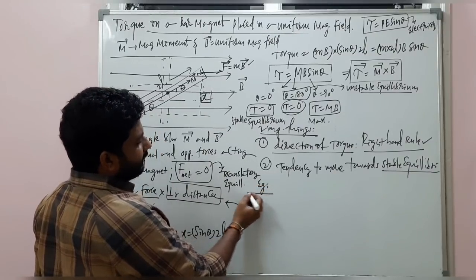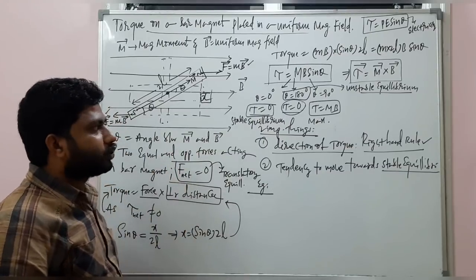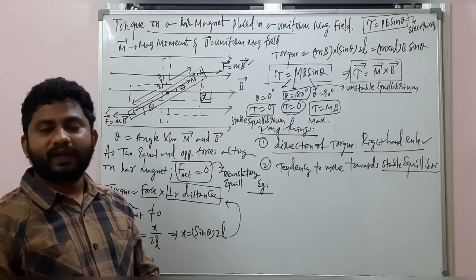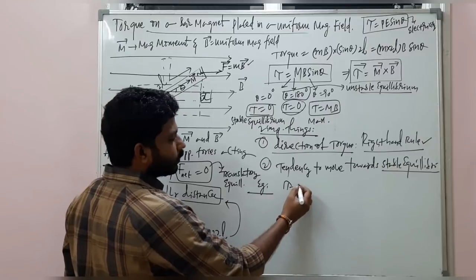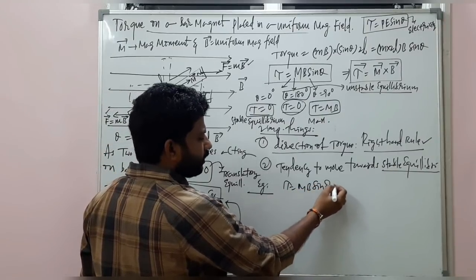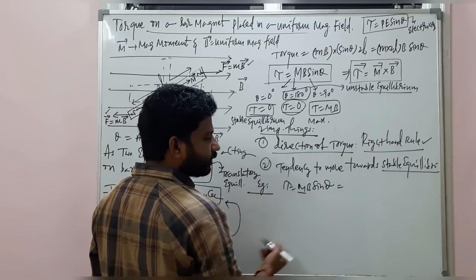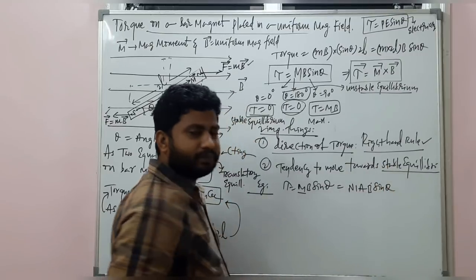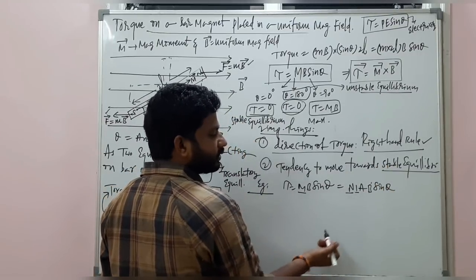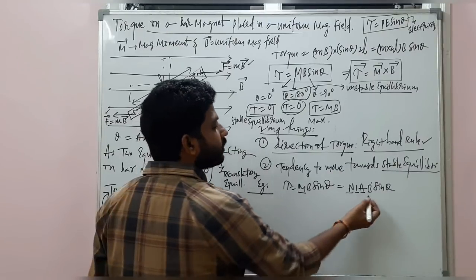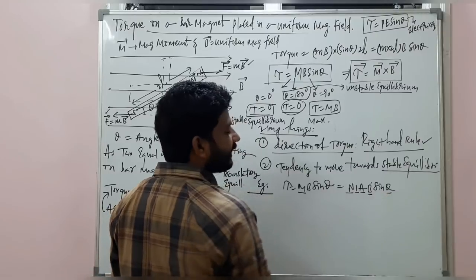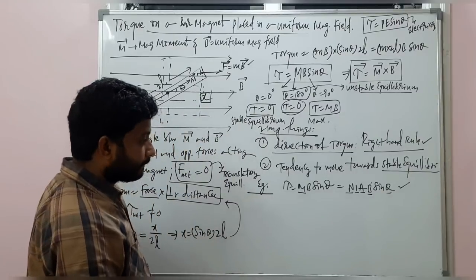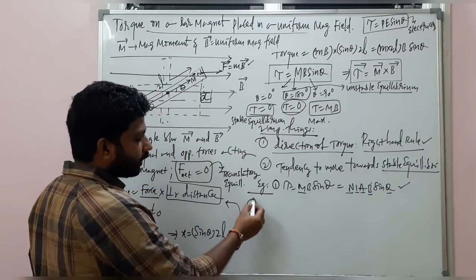Questions will be asked in this way, my dear students. On torque, there will be two types of questions. Number one, tau is equal to MB sine theta, where the magnetic moment can also be written as NIA, so tau is NIAB sine theta. I hope you remember that: N is the number of turns, I is the current passing through it, A is the area vector, B is the magnetic field, and theta is the angle between m bar and b bar. So in this way the torque questions can be asked.